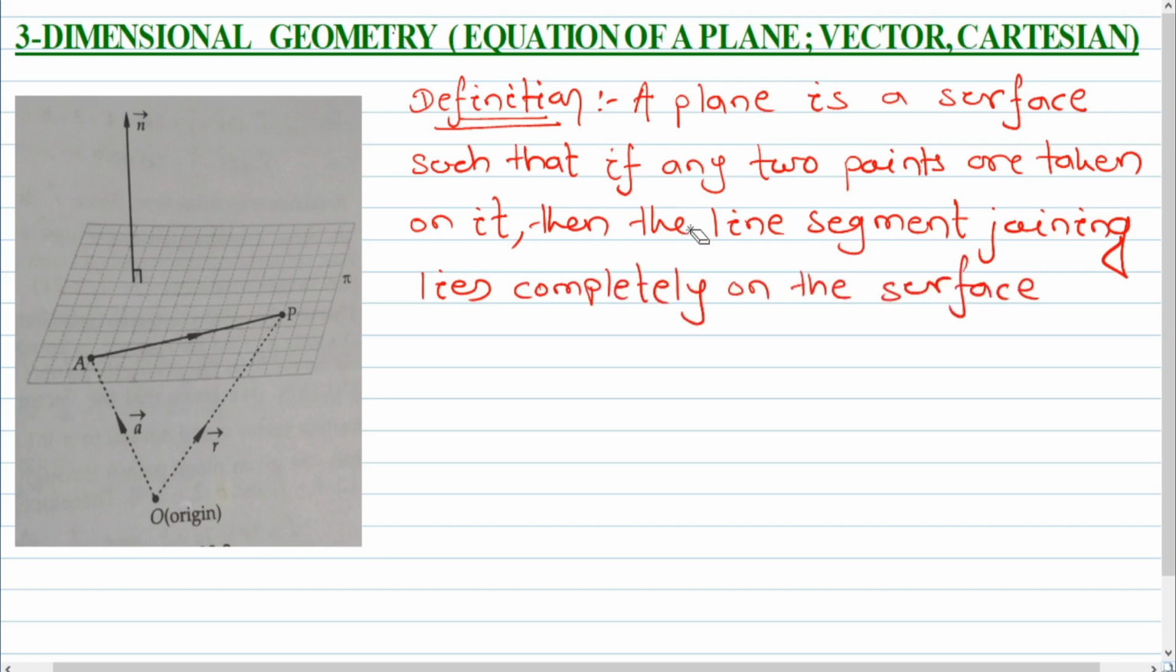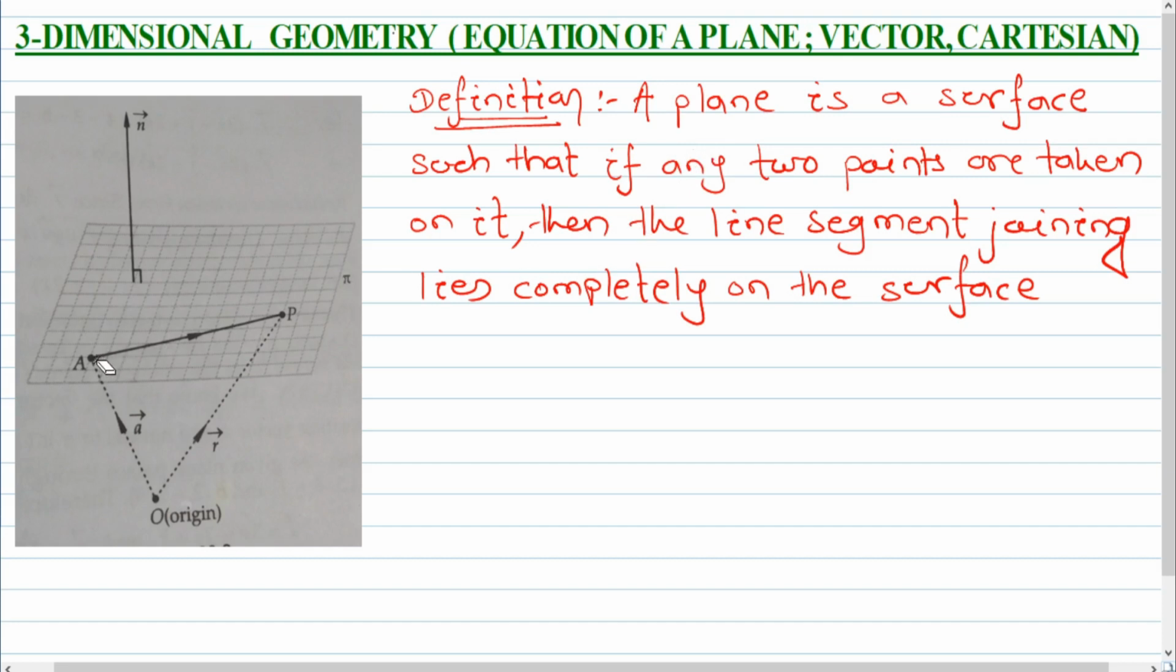Again you read, a plane is nothing but a surface such that if any 2 points are taken on it, suppose you take one point A, another point P. So this one is one of the surfaces. If you take any 2 points on this plane and the line joining them, suppose we have taken A and P, then the line segment AP totally lies in that plane. That means the line segment AP lies on that surface. Then only you can say this one is a plane. So a plane is nothing but a surface.